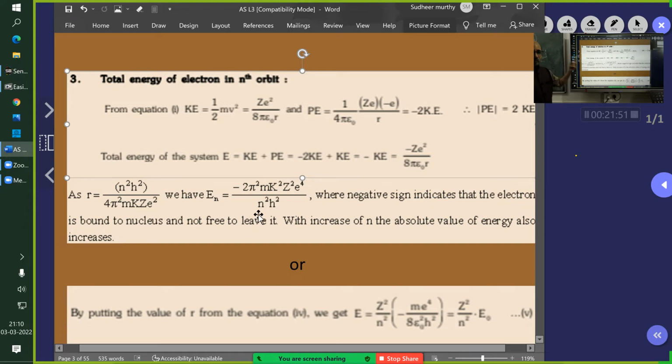But from a negative value towards 0, 0 is greater than a negative value. So as n is increasing, this En is approaching the zeroth value. That means the energy En is increasing as you go away from the nucleus. Correct? What is decreasing?